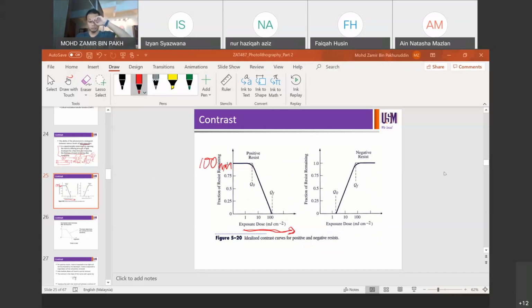Izian, what's happening at 10 millijoule in comparison to Q0? Izian? Inas, what do you think? What's happening at 10? Experimentally done just now, yang saya explain tu.